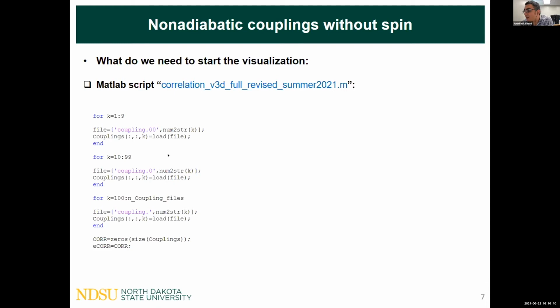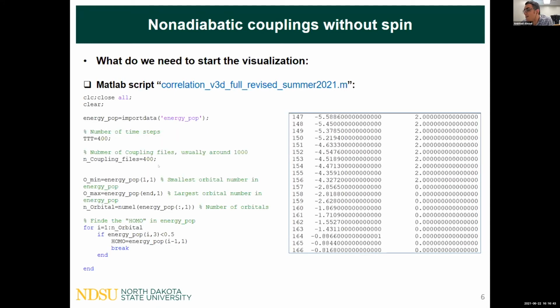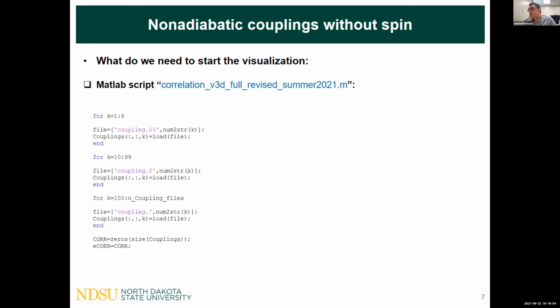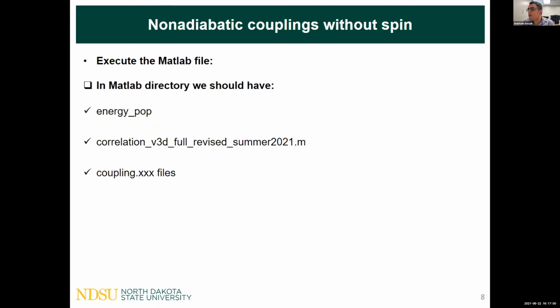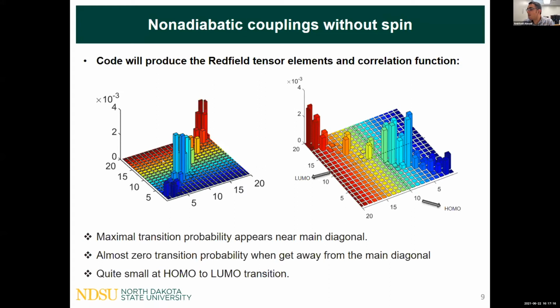Again, if you want to use this script to visualize your data, you just need to specify these two numbers. The code for the rest of it should be fine to visualize your numbers. If you run this MATLAB code on your local computer, you need to have the energy pop file, the MATLAB script, and the coupling files all in the same directory, and then run the MATLAB code.